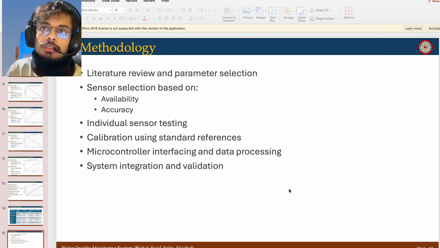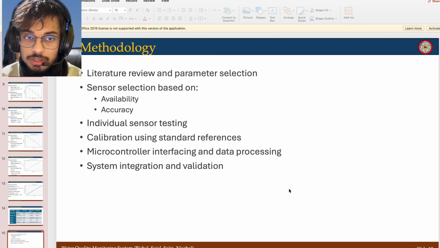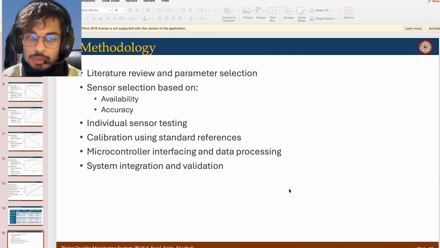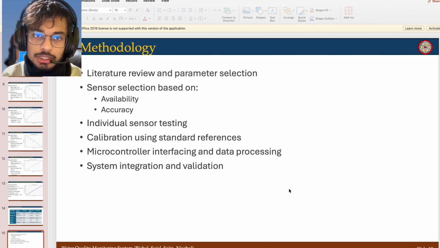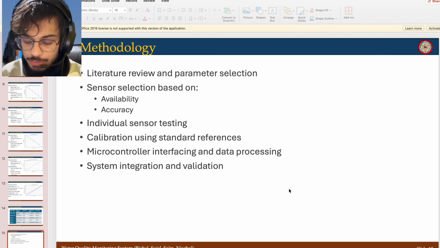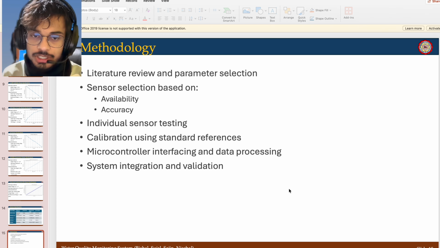We have gained the specification knowledge, and now the project moves on. We have done the literature review, parameter selection and sensor selection. We will calibrate the individual sensors, and then integrate all the sensors in one system, which is the system integration and validation.